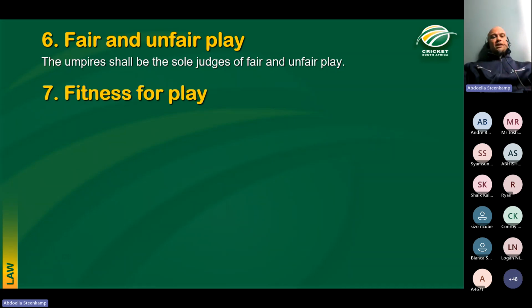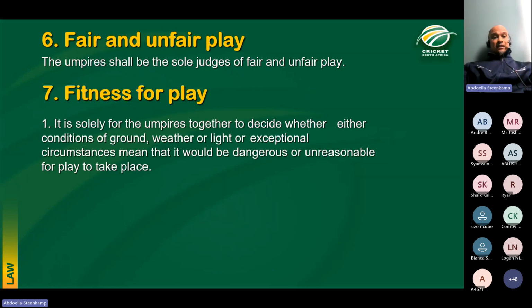When it comes to the fitness of play, who judges whether the field is fit to play? Coaches? Captains? Players? Again, the law tells us that it is the umpires, and the emphasis is on the two umpires together. They decide whether conditions of ground, weather, or light mean that it would be dangerous or unreasonable for play to take place. So the key two words that you need to take into account when deciding fitness of play are: are the conditions dangerous or unreasonable?